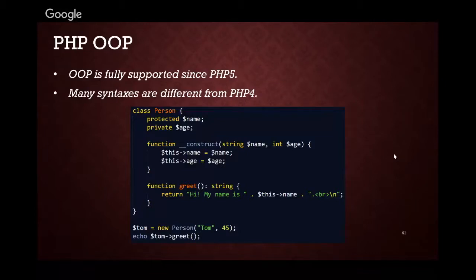The constructor name was the same as the class name, but now the constructor name is just two underscores then construct. Please note that this one is two underscores. Then we declare a normal method, just the same thing. We instantiate the class still the same way, but one thing is different. In Java, you write Tom dot greet, but the dot here becomes an arrow.